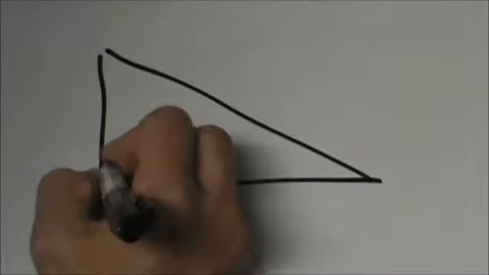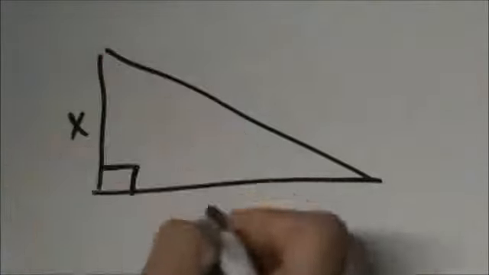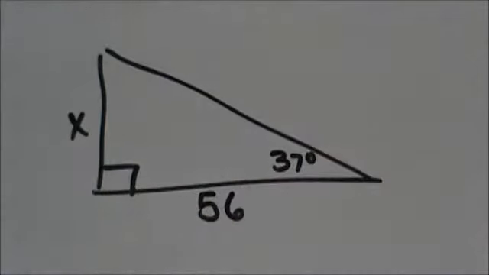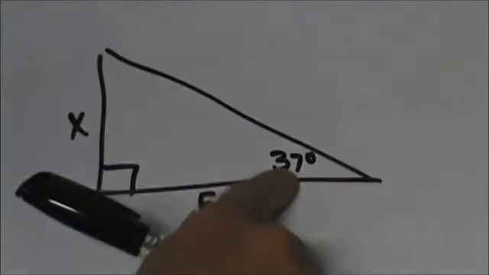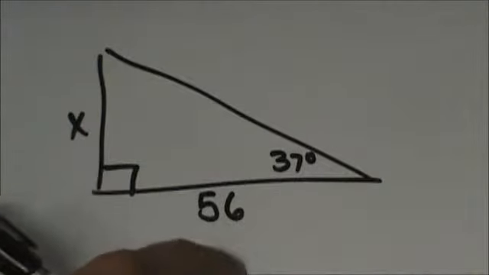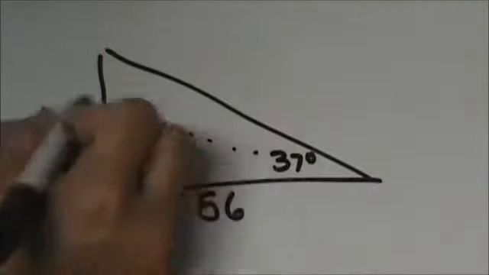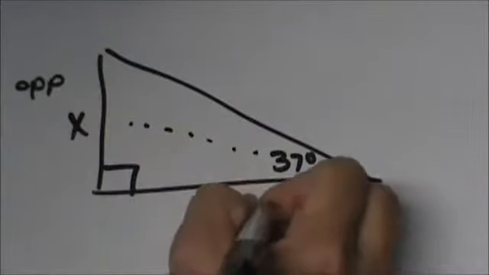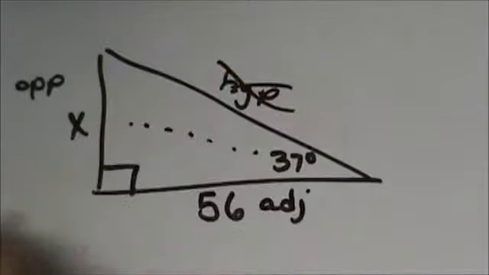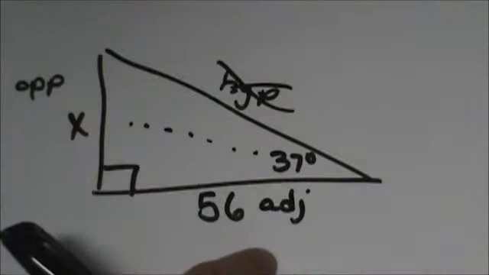Okay, we have a 90-degree angle here, a side x, 56, and then an angle that measures 37 degrees. Okay, is this a forward or a backwards problem? Hopefully you said forward because we have the angle. When you have the angle, it's a forward problem. Okay, which two sides are we dealing with? I always like to label my opposite first, then my adjacent leg, and then my hypotenuse. So I'm not using hypotenuse on this one, so I'm using opposite adjacent. Which one is opposite adjacent?